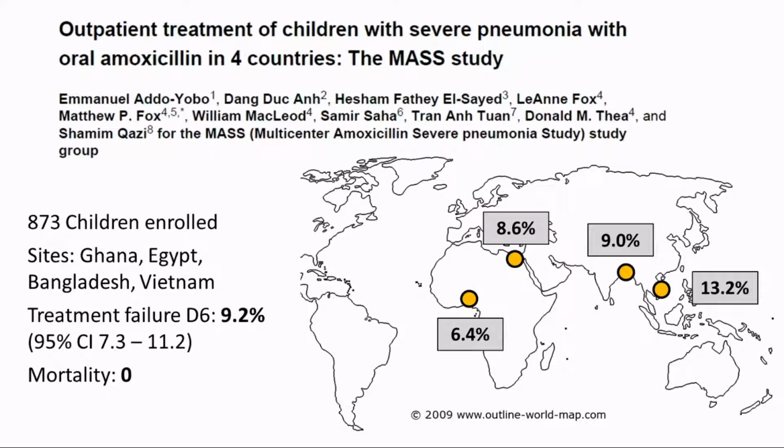An observational study was also conducted that looked at children receiving oral antibiotics for this so-called severe pneumonia across 4 sites, including 2 sites in Africa. And they essentially reported a treatment failure rate of 9.2%, which fell within a margin very similar to that of the clinical trials shown in the previous slide. And interestingly, none of the children across all these 4 sites died.